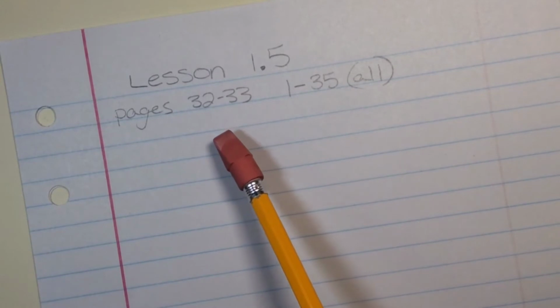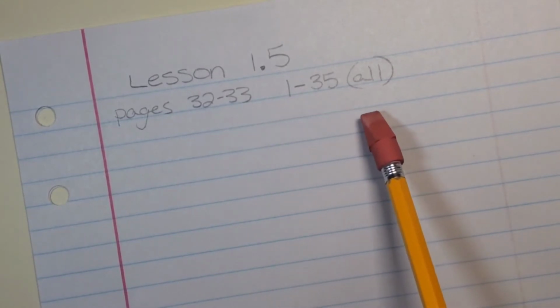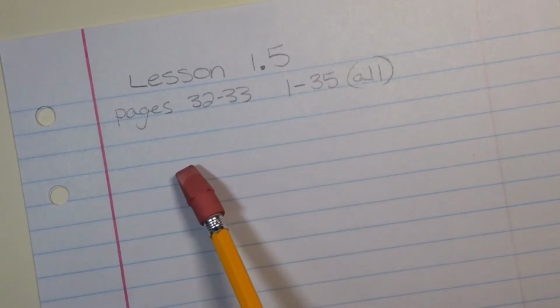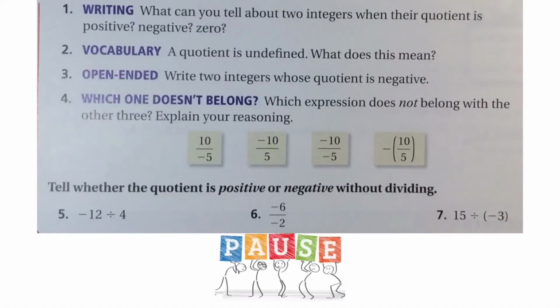Okay, so for this lesson, 1.5, the problems are found on pages 32 and 33, and we're going to do 1 through 35, all of them. Remember, you can check the answers in the back of the book for the odd ones, but this video is going to go through all 35 questions.